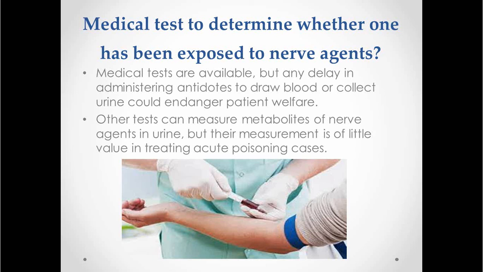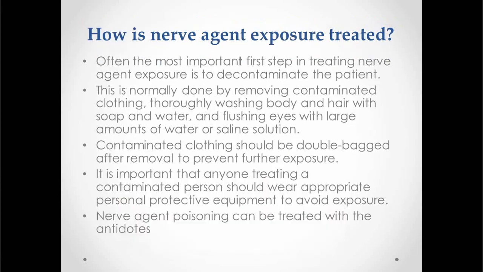Medical test to determine whether one has been exposed to nerve agents. Medical tests are available, but any delay in administering antidotes to draw blood or collect urine could endanger patient welfare. Other tests can measure metabolites of nerve agents in urine, but their measurement is of little value in treating acute poisoning cases.